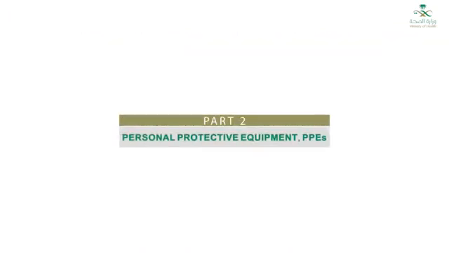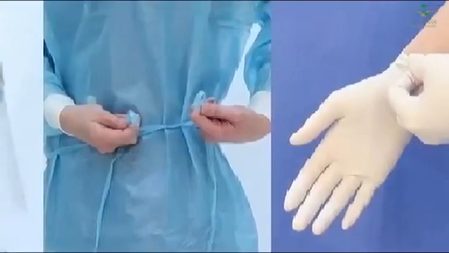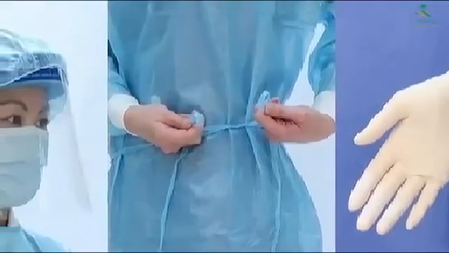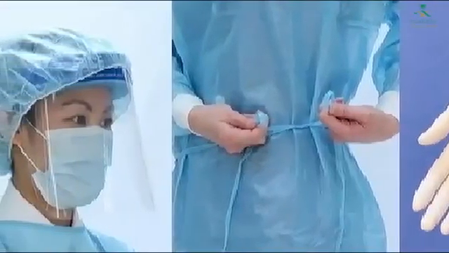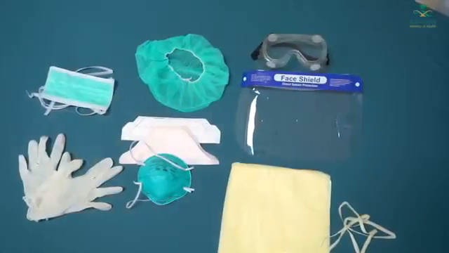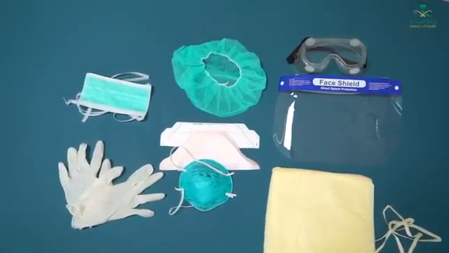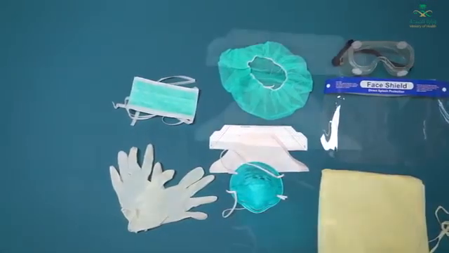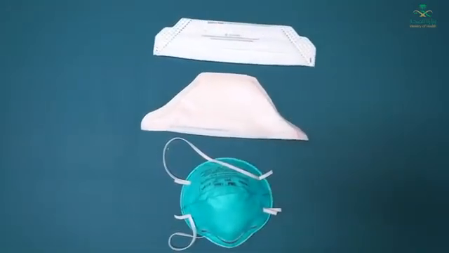Part 2. Personal protective equipment, or PPE. Personal protective equipment is special equipment you wear to create a barrier between you and germs. This barrier reduces the chance of touching, being exposed to, and spreading germs. Personal protective equipment, or PPE, helps prevent the spread of germs in the hospital.